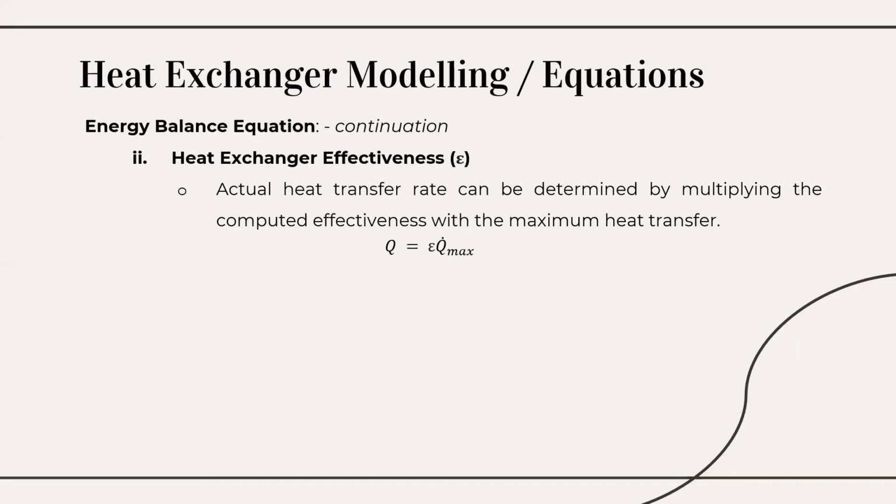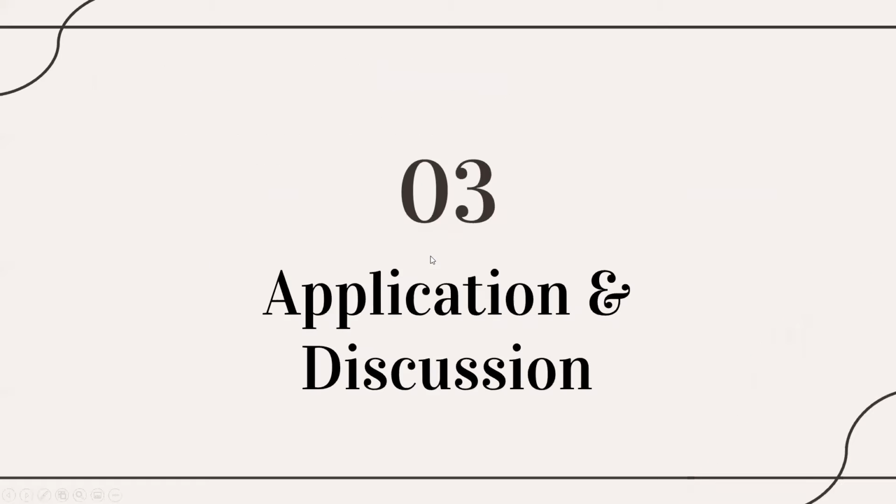The actual heat transfer rate of the heat exchanger can be determined by multiplying the computed effectiveness with the maximum heat transfer which was obtained earlier. And moving on to application and discussion.